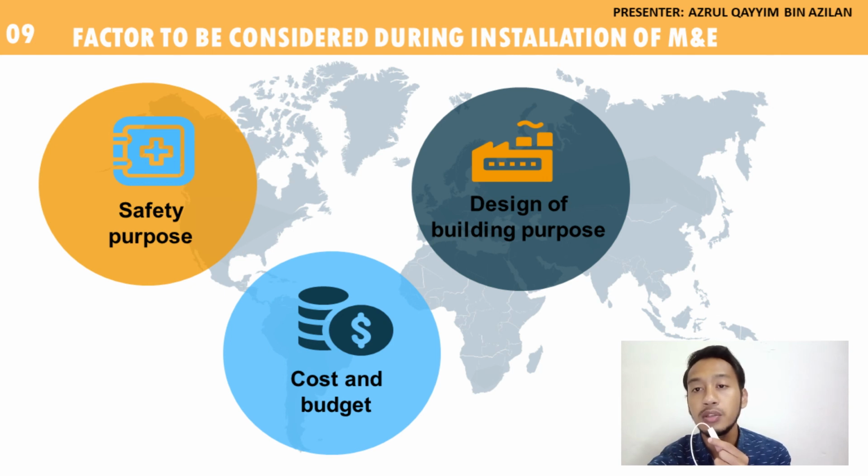So the next factor is cost and budget. Budgets are strong considerations and engineers must limit the equipment options to meet first cost requirements. The total cost of installation, including time, material, infrastructure and opportunity costs, must be evaluated. So the higher the quality of the materials, the more expensive the cost will be. The next factor is the design of the building purpose. During the installation of M&E, it is important to know the design of the building and the functions of the building. This is because the design of the building really affects the choice of mechanical and electrical services.